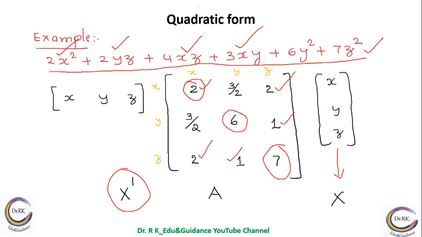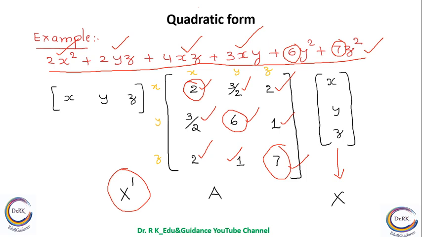So 3, this is the term xy, right? 3 by 2 here. This is the term yx. So here also 3 by 2. So the rest are all the column, the diagonals, right? 6y square. So 6y square. So 7z square, 7z square, right? So this is very important.